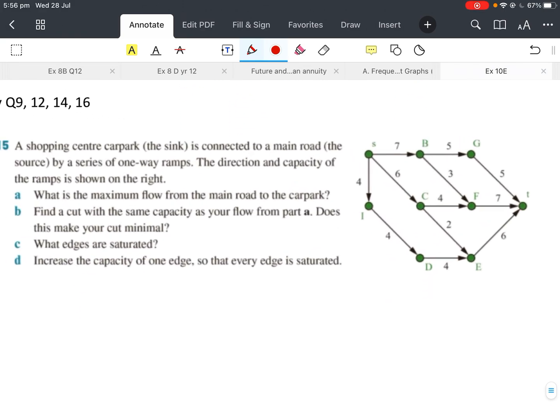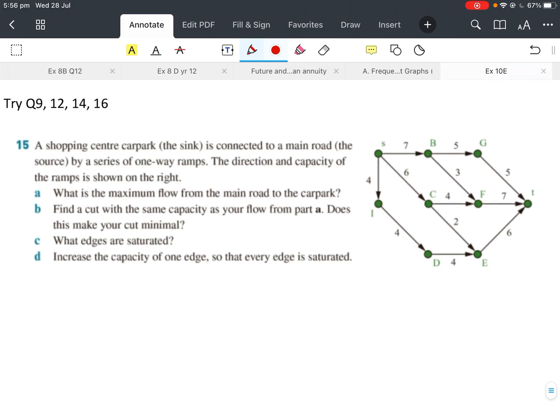All right, this one was a fun one. Shopping centre car park. All right, what's the maximum flow from the main road to the car park? So again, minimum cut is the easiest. So look, again, sometimes doing it here at the beginning and at the end is often the easiest. Now, if you look at your little numbers, you'll notice you've got a 3 in here, a 4, a 2, but you've got to make heaps of cuts to make those work.